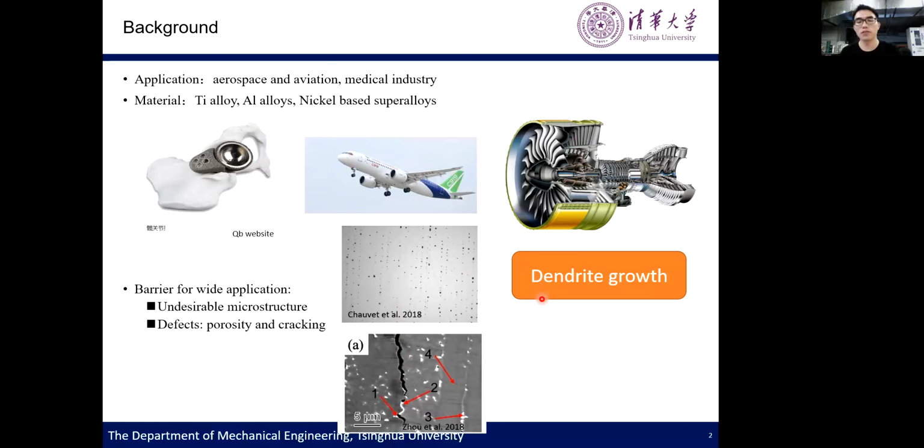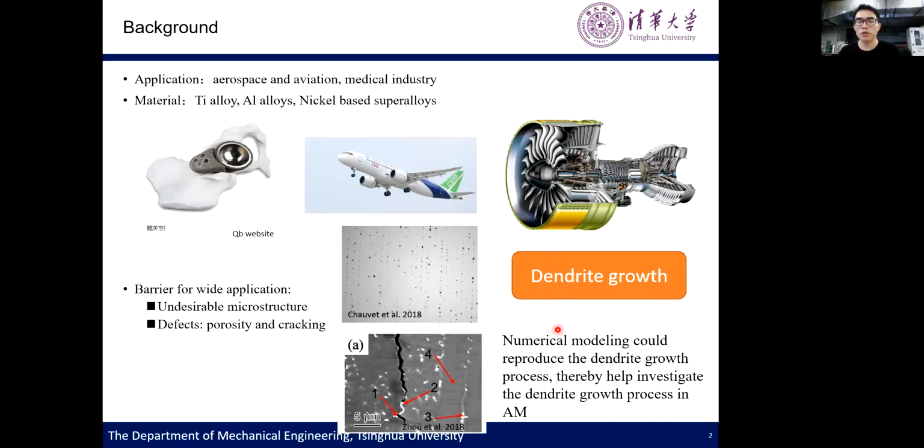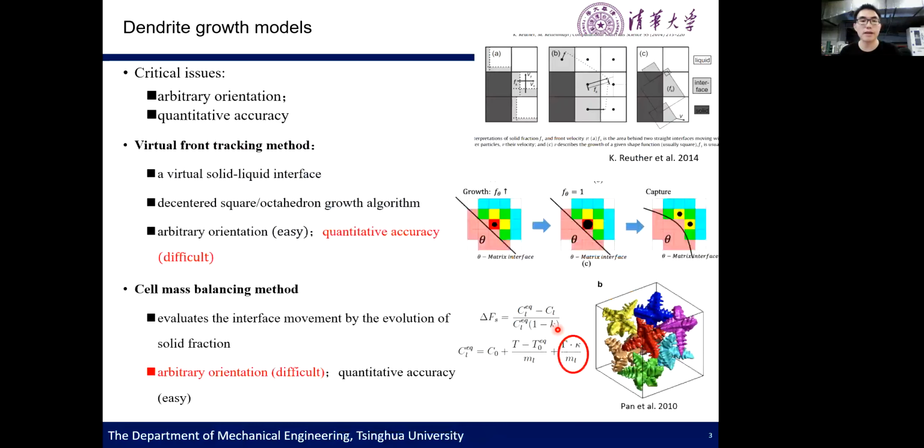However, using the conventional experimental method, we cannot observe the dendrite growth process directly. Numerical modeling could reproduce the dendrite growth process, thereby helping us investigate the dendrite growth process in AM. First, we need to have a dendrite growth model. There are two critical issues to solve in a dendrite growth model. The first one is to achieve the simulation of dendrites with arbitrary orientations, and the second one is to be quantitatively accurate. There are two types of dendrite growth model.